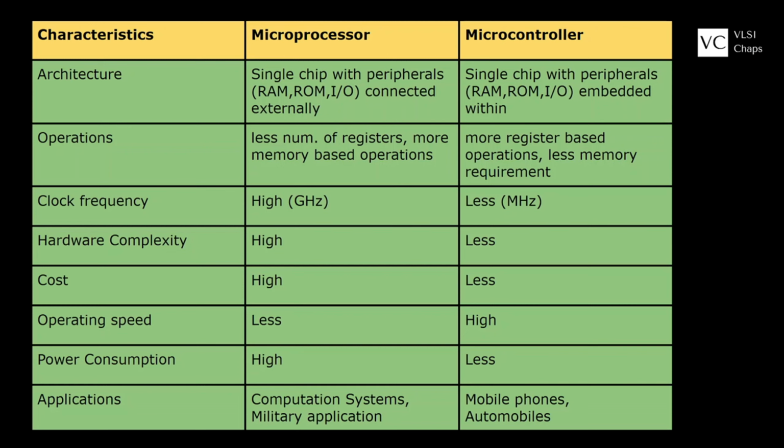Now, if we talk about applications, a microprocessor's basic job is multitasking, or executing multiple processes simultaneously. So a CPU, or say the computer system, is a common example of microprocessors. While in the case of the microcontroller, they are supposed to do very specific tasks. So we can say mobile phones, automobile vehicles, or cameras come under the category of microcontrollers.